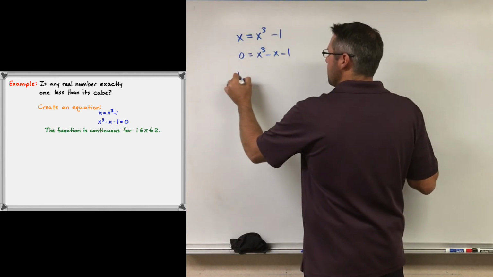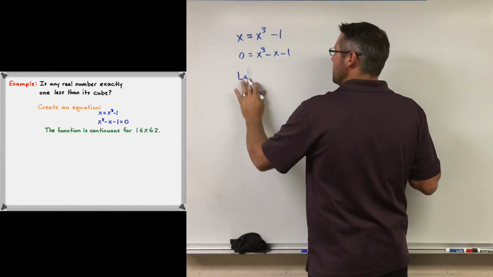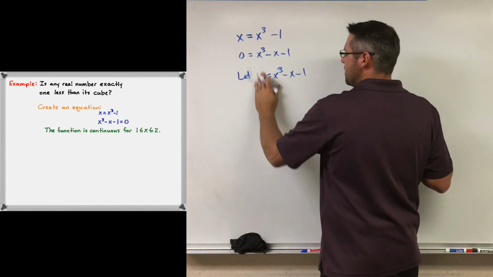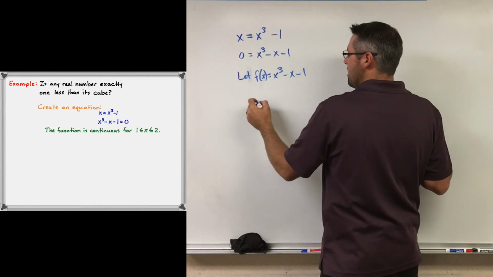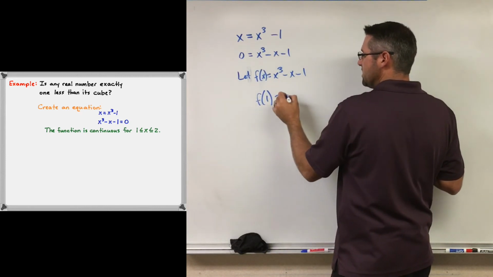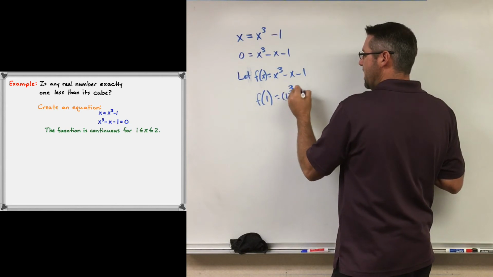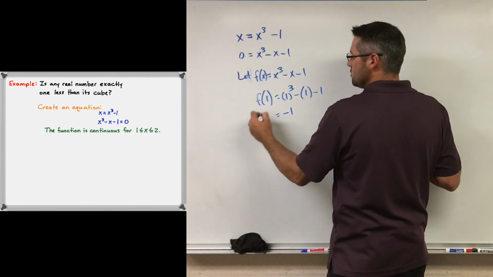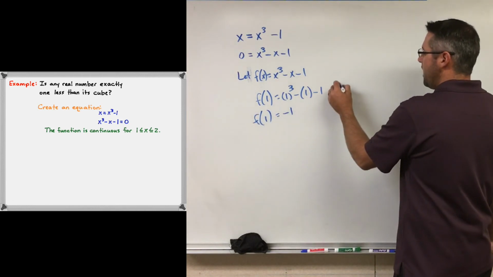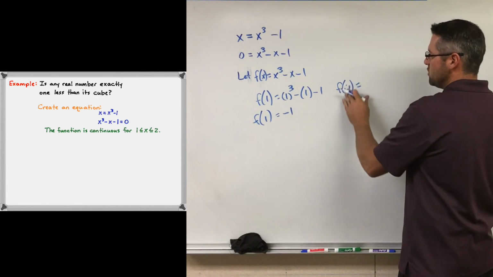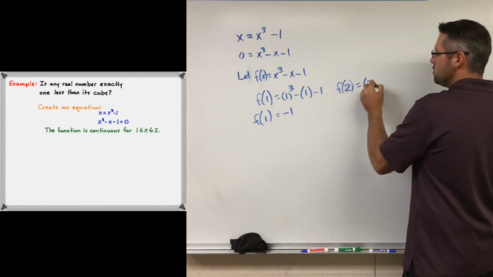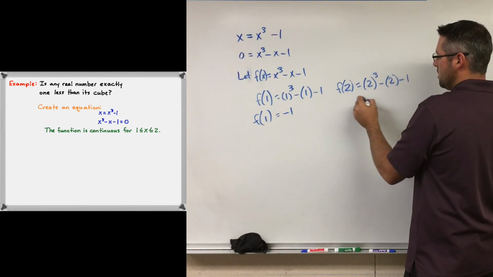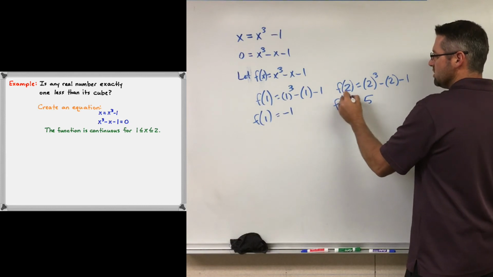If I let y equal x cubed minus x minus 1, and in fact, let me call it f of x equal that, then f of 1 is going to be 1 cubed minus 1 minus 1. And so that's going to be 1 minus 1 minus 1, which is negative 1. So f of 1 is negative 1. And we know that f of 2 is going to be 2 cubed minus 2 minus 1. So that's 2, 4, 8, minus 2 is 6, minus 1 is 5. So we got f of 2 is 5.